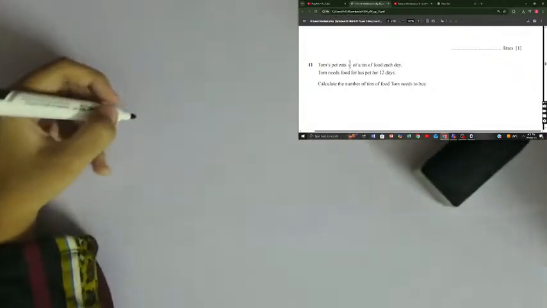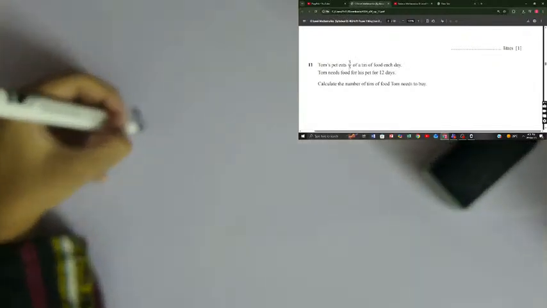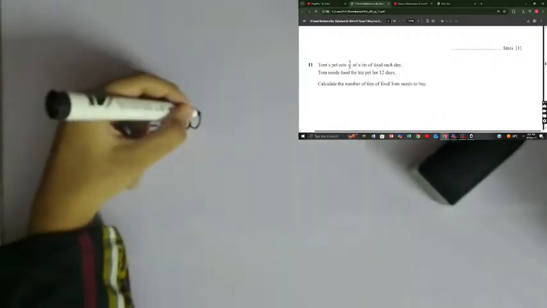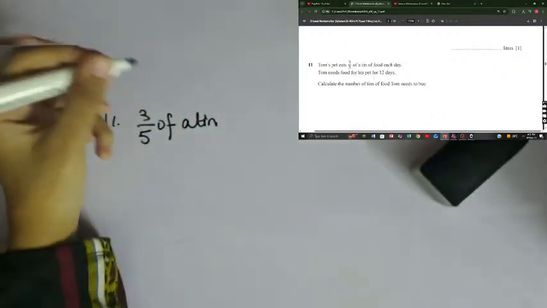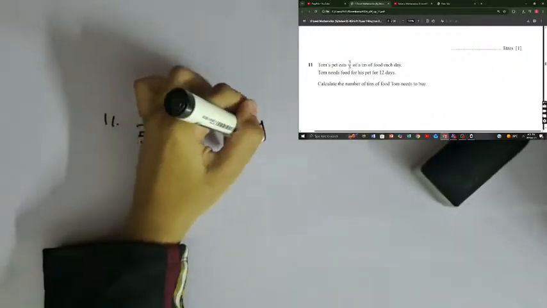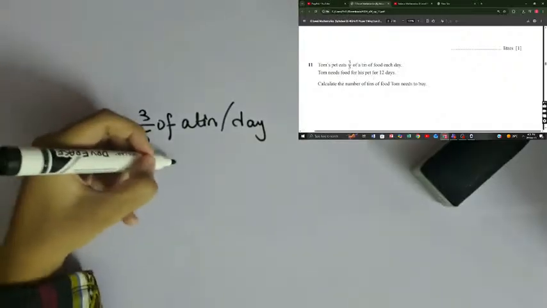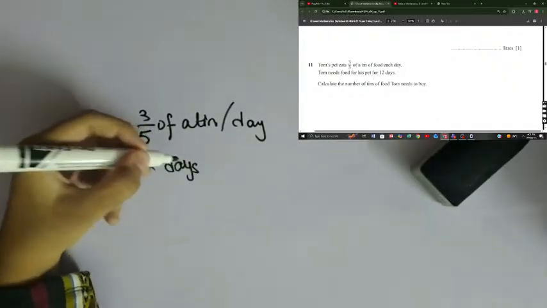Okay, next we have Tom's pets eat 3.5 of a tin of food each day. So basically per day, that's the amount of food that they eat, and we need food for 12 days. Calculate the number of tins that Tom needs to buy.